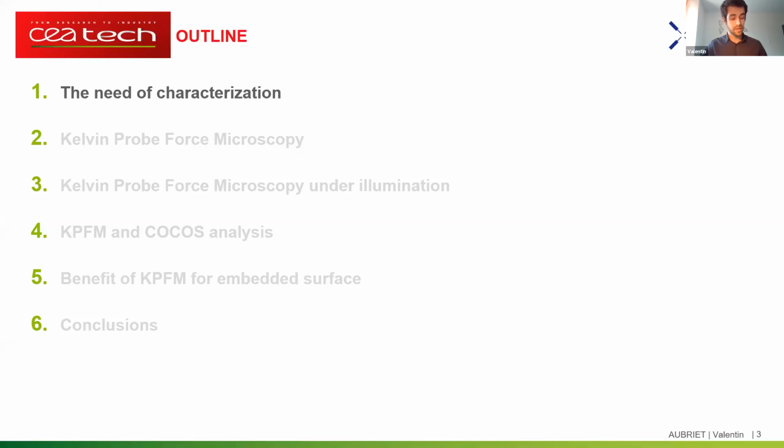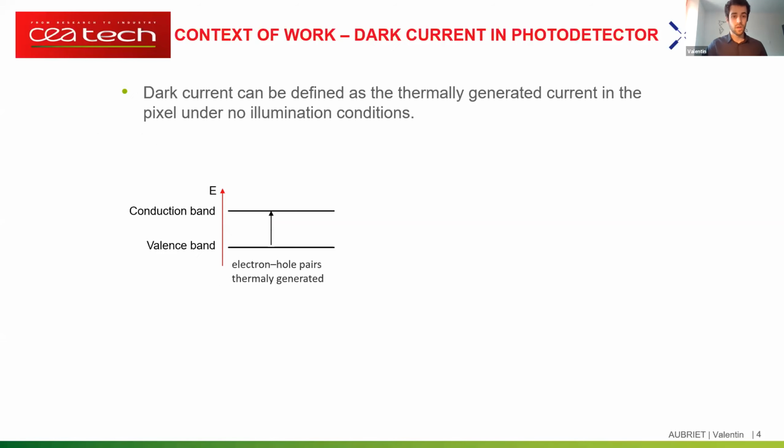So let's start with the need of characterization. In order to push the detection limit of photodetectors, we need to decrease the so-called dark current, because the dark current can decrease the sensitivity of the pixel. Basically, dark current can be defined as a thermally generated current in the pixel under no illumination condition.